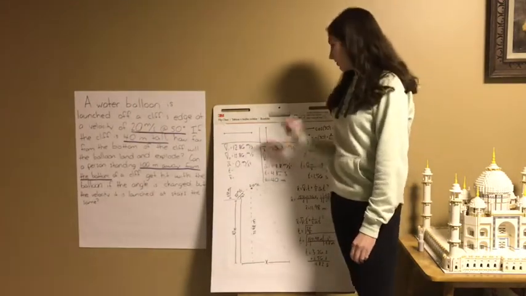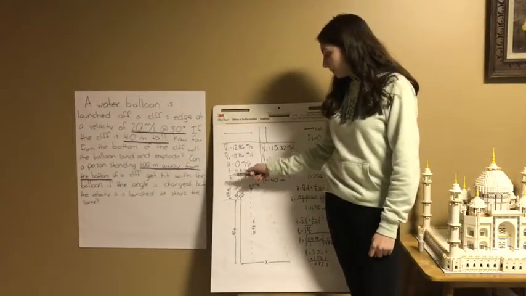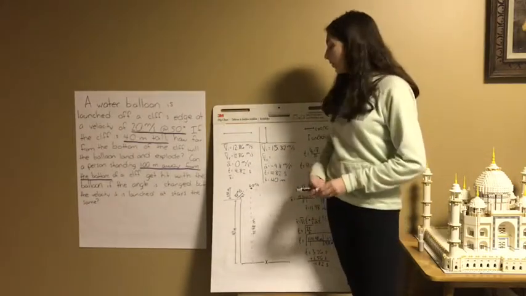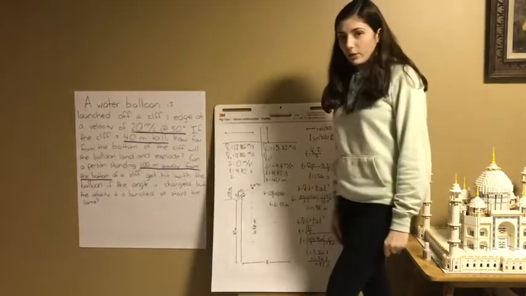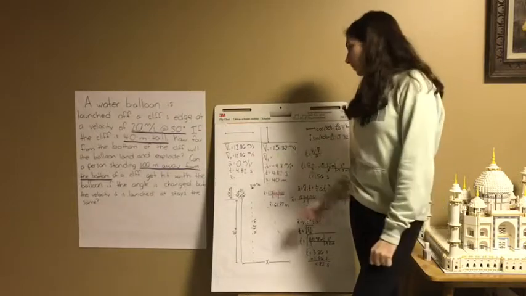So we could also fill it in on this side. So now we have enough information to find the horizontal displacement from here to here. And that will solve the first question of the problem. So now we could use the displacement formula to find the horizontal displacement.